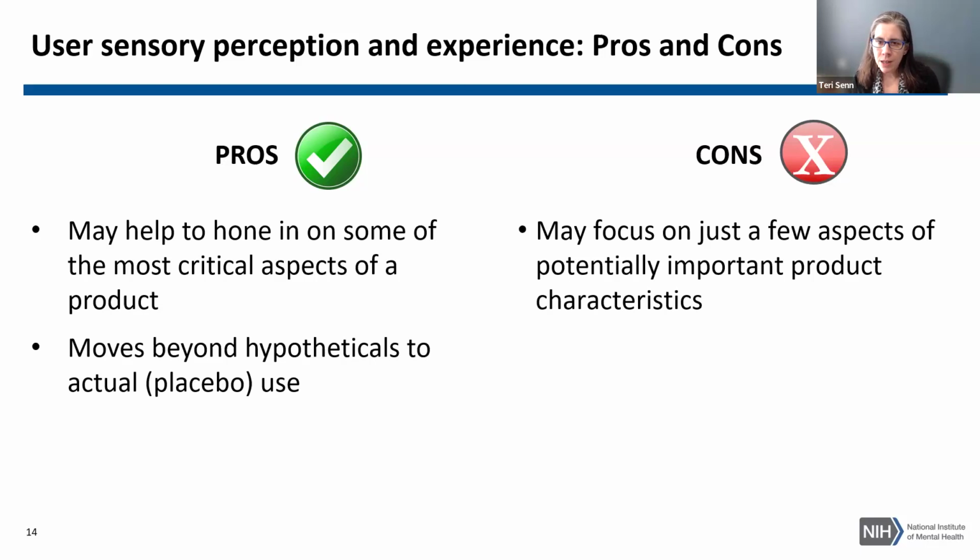In terms of the cons, I think this tends to focus on just a subset of product characteristics that are related to user sensory perceptions, and there's less of a focus on other attributes that might also be modifiable and important.